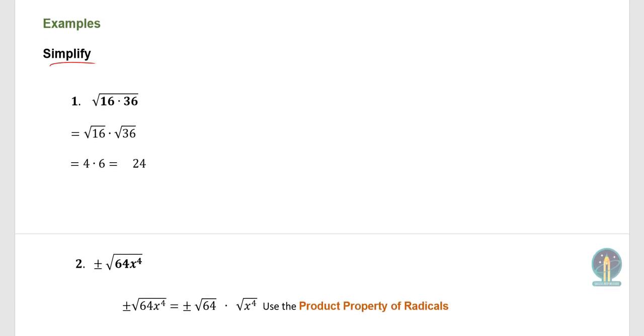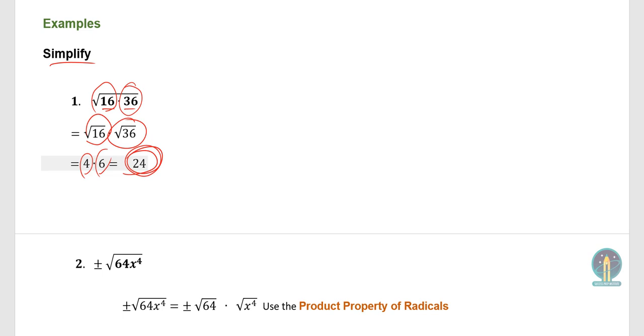So simplify the square root of 16 times 36. According to what we just discussed, we can separate this into the square root of 16 times the square root of 36, which is exactly what was done here. The square root of 16 is 4, and the square root of 36 is 6, which gives us 24.